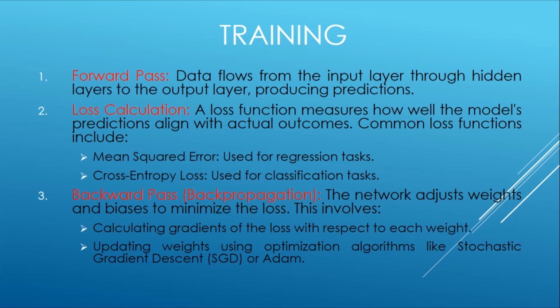3. Backward pass. The network adjusts weights and biases to minimize the loss. This involves calculating gradients of the loss with respect to each weight. Updating weights using optimization algorithms like stochastic gradient descent or ADAM.